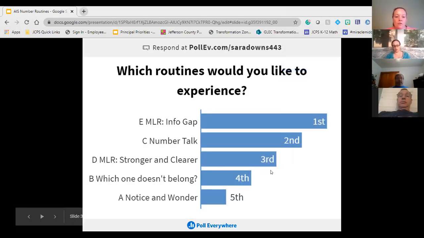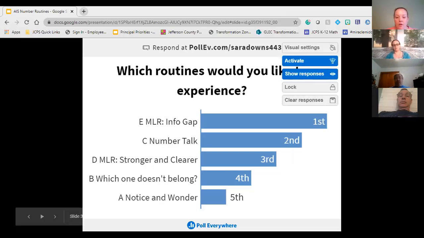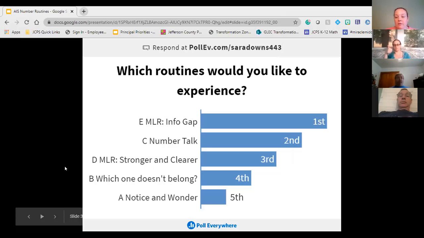Okay, so it looks like we're going to do an info gap first, then a number talk, and then stronger and clearer. If time allows, then we'll get to which one doesn't belong and notice and wonder. On the slide deck, this means I'm going to be jumping around quite a bit. So I'll remind you what slide we're on because there are links that you will need.